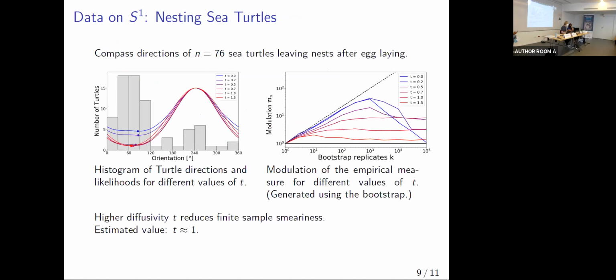And here is an example, namely a classic sea turtle data set where 76 sea turtles leaving their nests after egg laying were observed in which direction they were going. And as you can see here in the histogram, most went towards the east, which is where the rising sun is and the beach, and some get lost and move inland, right? And so we have a bimodal distribution.